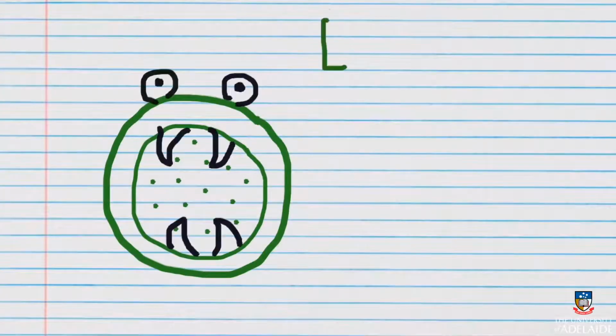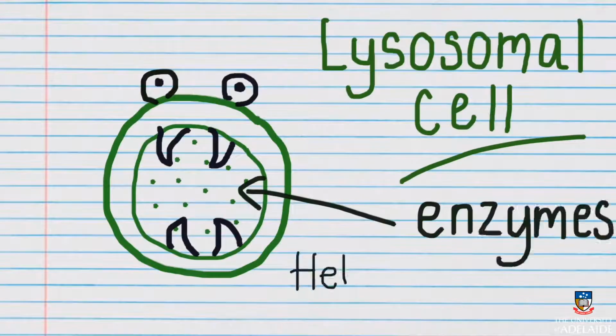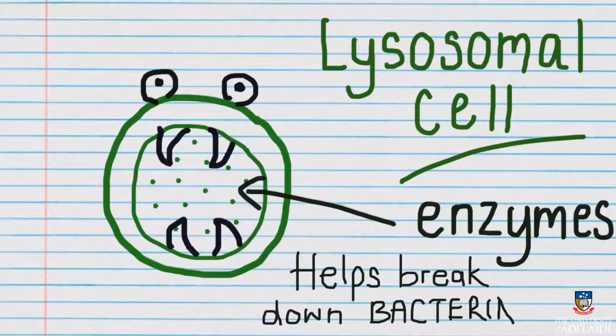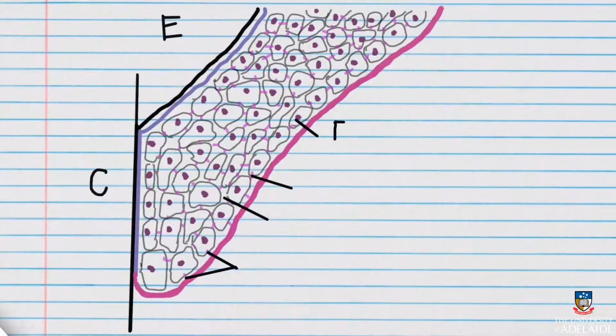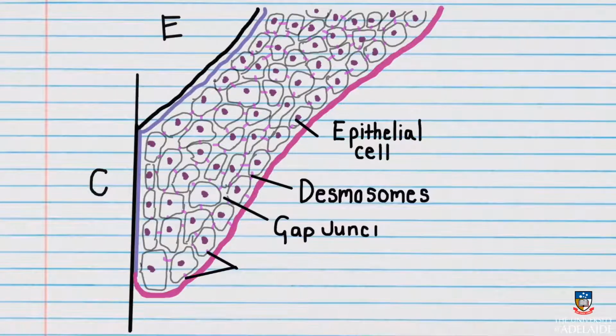Here is a very hungry lysosomal cell. They are found in large numbers in the junctional epithelium and contain enzymes which help break down bacteria in the junctional epithelium. Junctional epithelium cells are interconnected by a few desmosomes and occasionally by gap junctions.